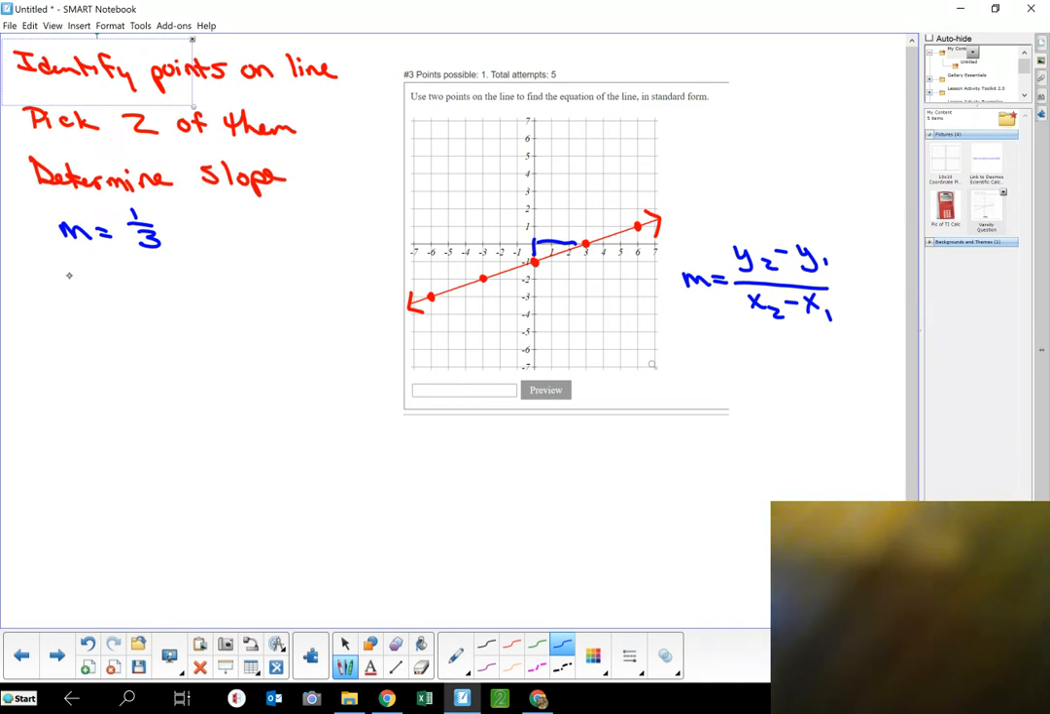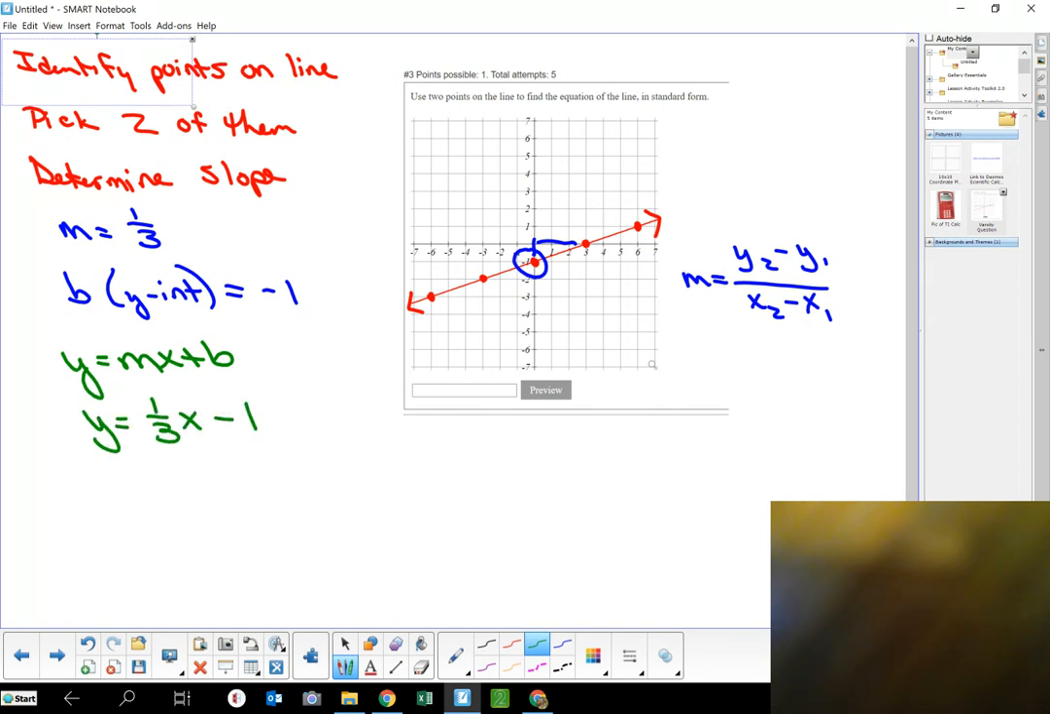And then you need your y-intercept, the b. And that's where the graph crosses the y-axis, which happens right here. So the y-intercept is -1. So if you were to fill in this equation, we know we have y equals 1/3 x minus 1.